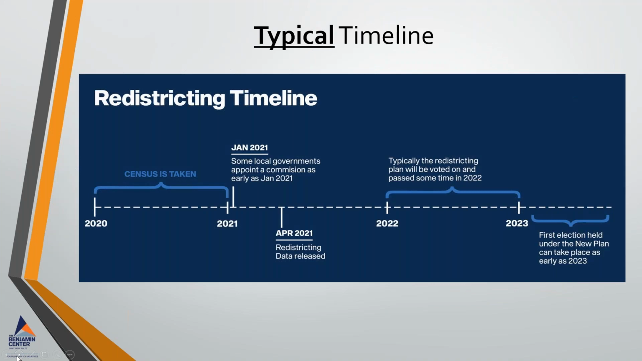Next slide. So in a typical timeline, the census is taken. In January, typically, some local governments appoint commissions as early as that. Data was released by the census in April. The plans are developed, typically voted on in 2022. And then sometime in 2023, the first elections are held with new plans.